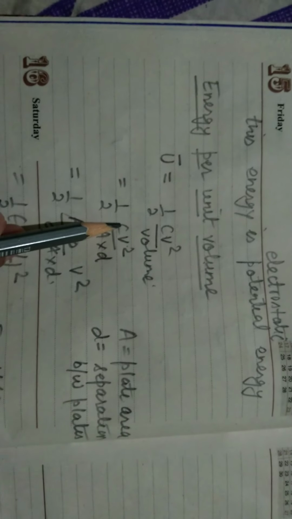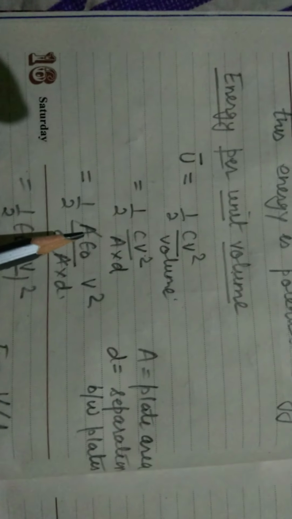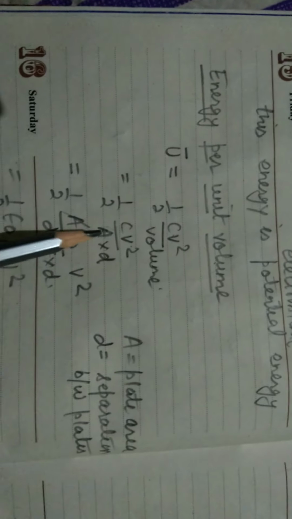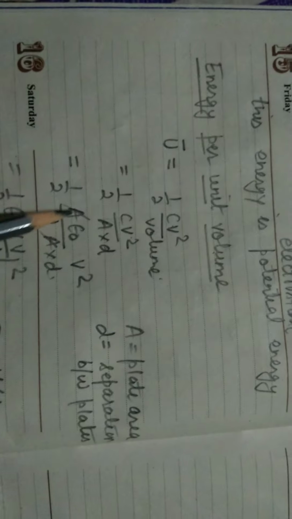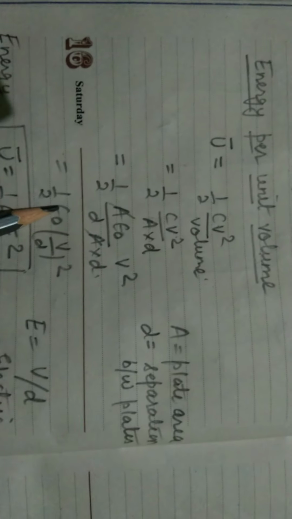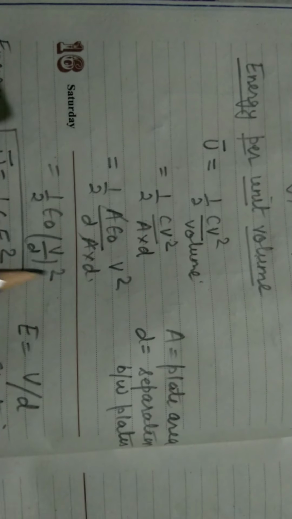So we will get half. Now I am keeping the value of C here. C is the capacitance of the parallel plate capacitor, that is A epsilon naught over D. So the value of C has been kept here. A into D is already there, V square is already there. So A is cancelling A. So we get half epsilon naught V by D whole square.